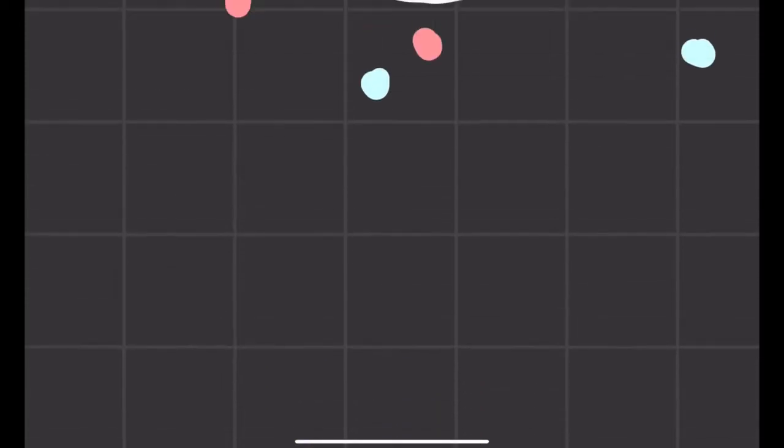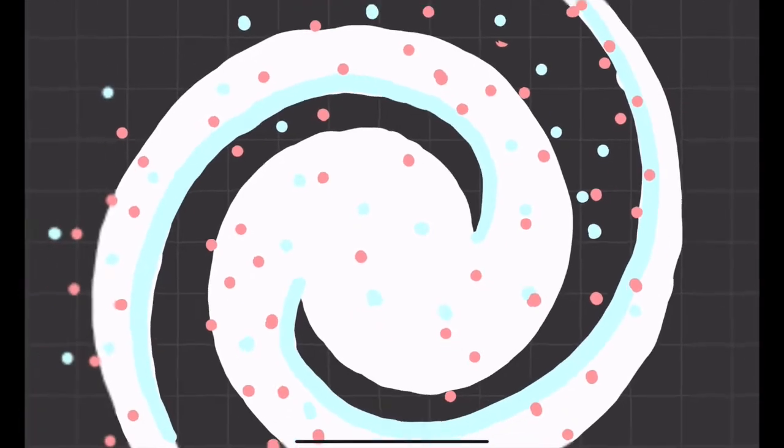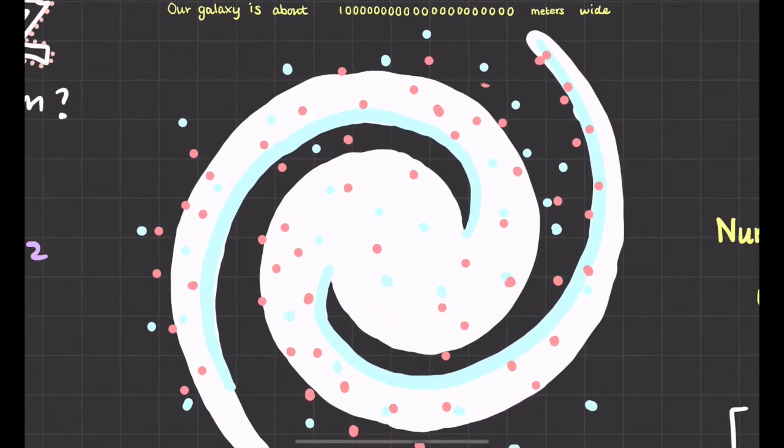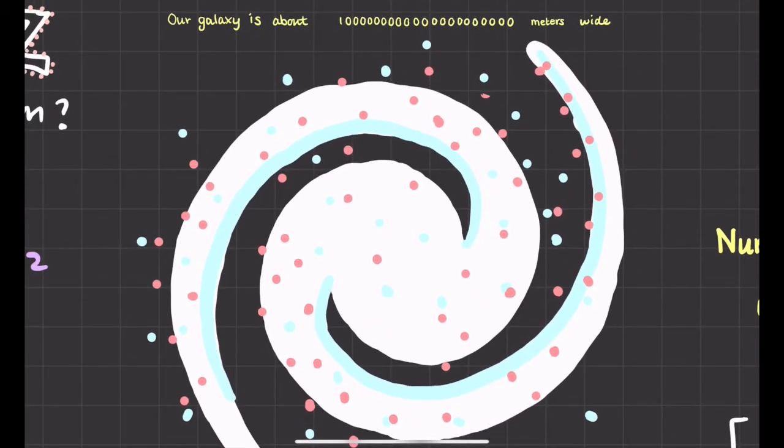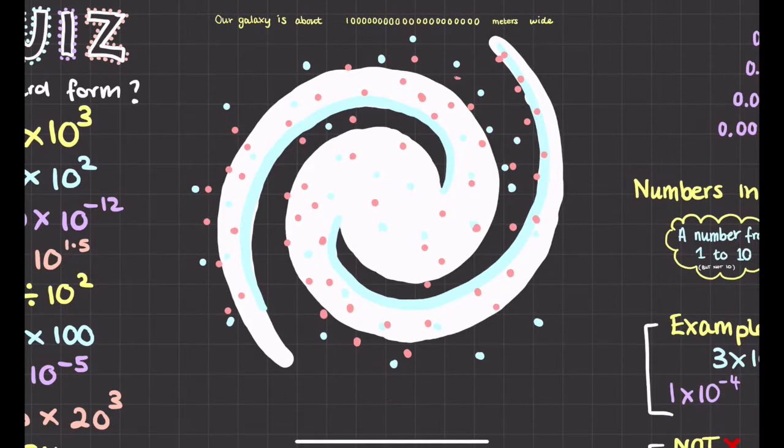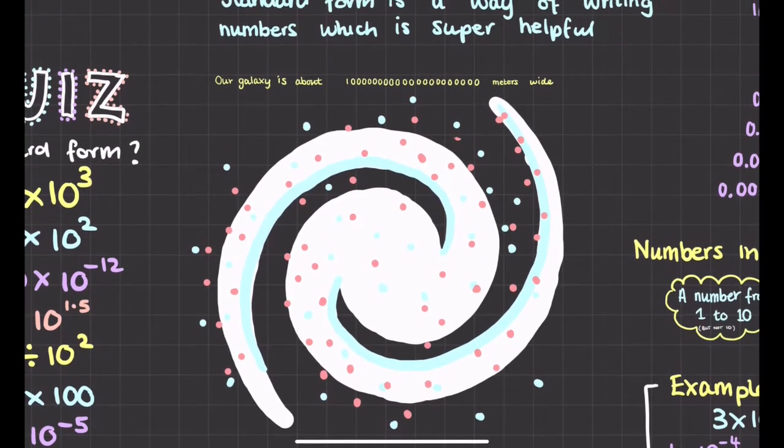On the other hand, here is the Milky Way galaxy, and the Milky Way galaxy is about, do you know what, I'm not even going to bother trying to read this number. It's really big, isn't it? Okay, so in the world we have small things and we have really big things, and to write those numbers out takes a lot of effort.